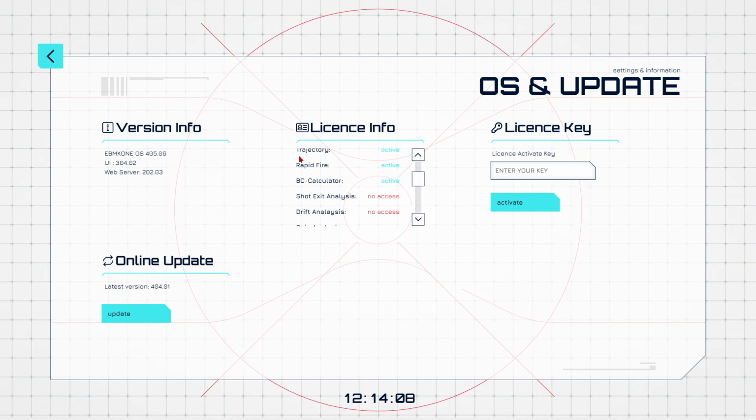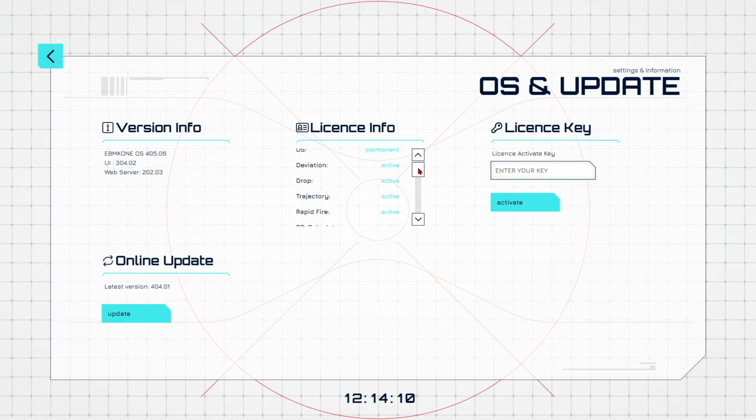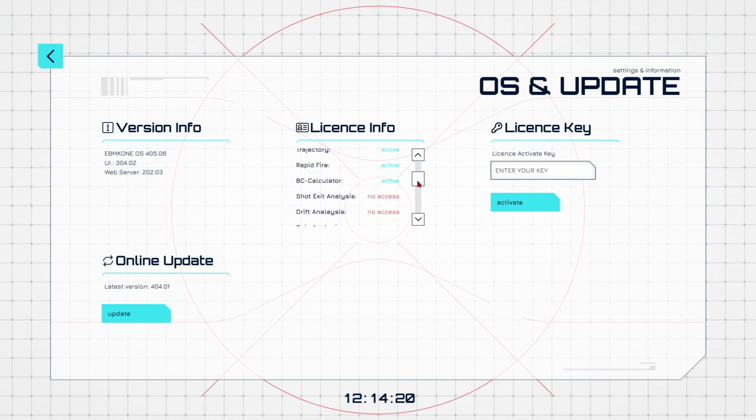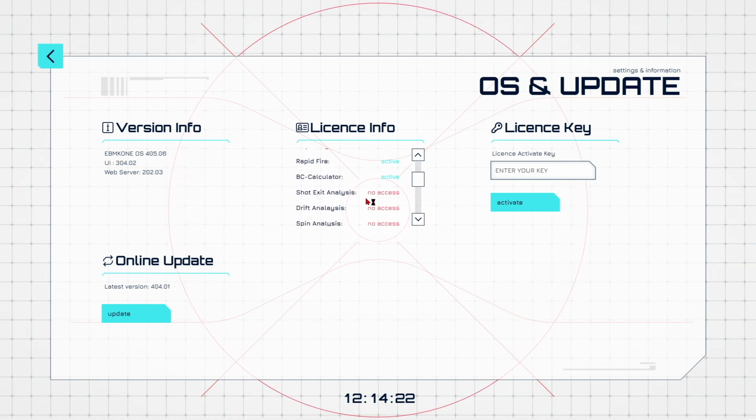You can see here for the license info that we at the moment have a bunch of modules already active, and some of these modules we currently do not have access to. If I want to have access to a module, you can simply purchase this and get a license key. And if you enter this license key in this tab here and press the activate button, without any additional effort, it will then be activated and you can have access to it without another additional update. And these are the different other settings for the EB Mark I.